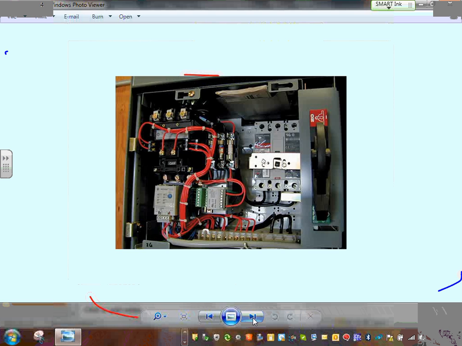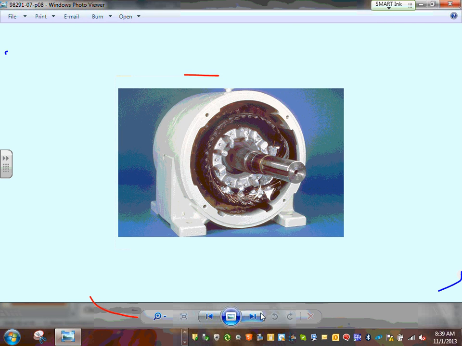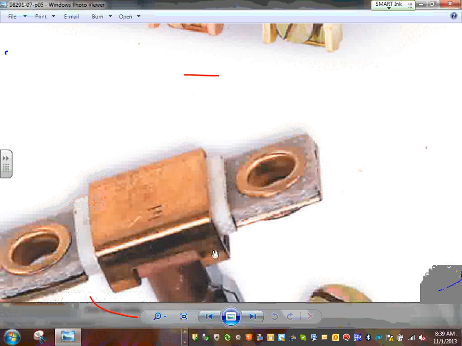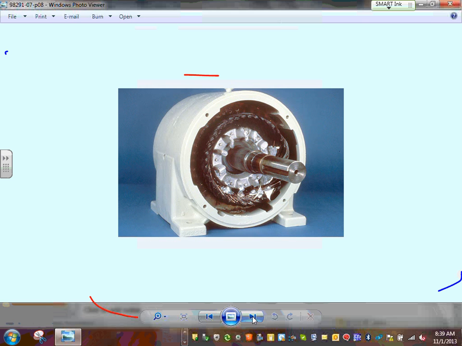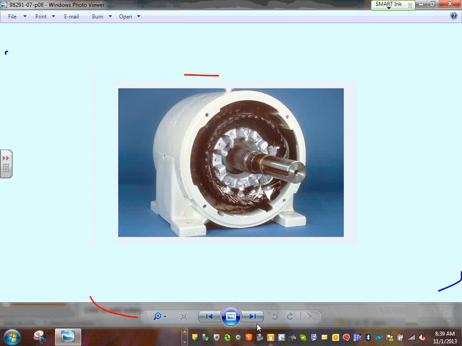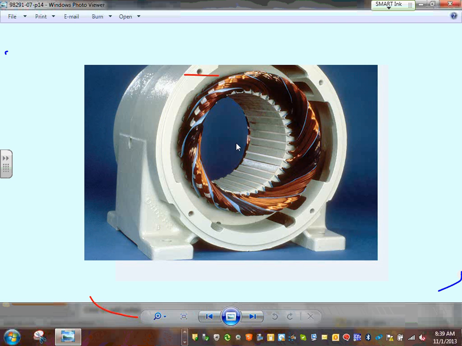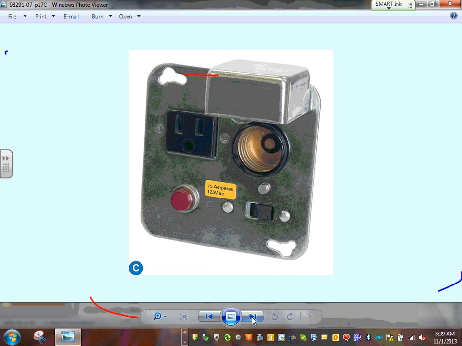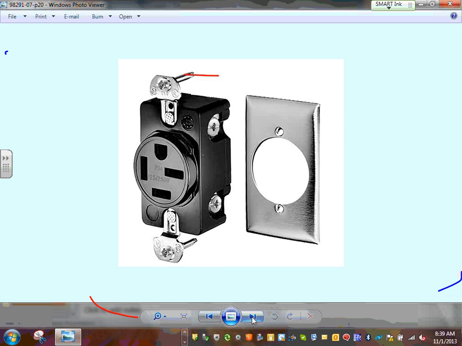Controllers. Okay, here's your overload relays and what not, your overload heaters. Here's a completely burned motor. You can see that the winding has been burned. We talked about all these, single phasing, all these motors. Fuses, different types of fuses that you can use for them and for different machines.